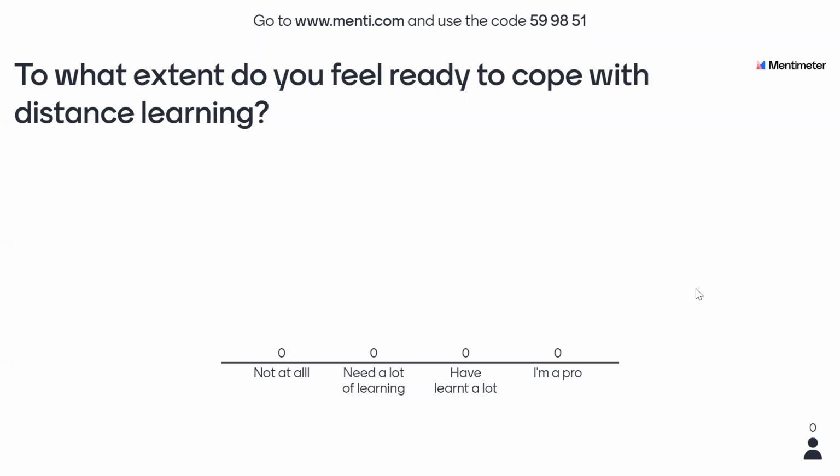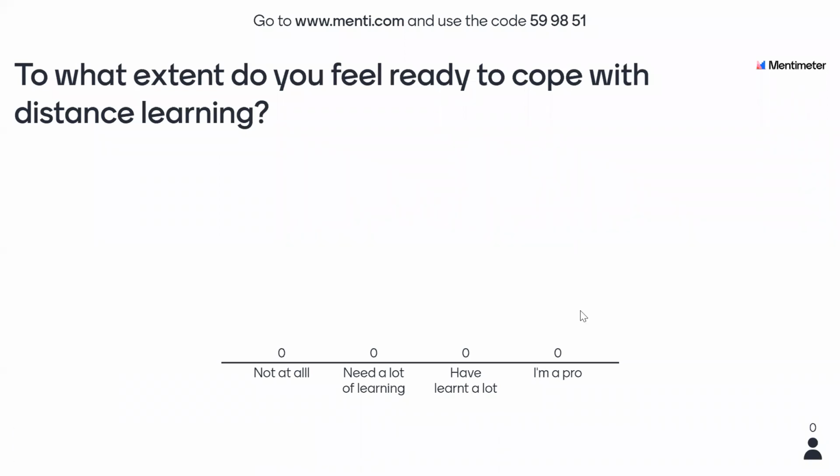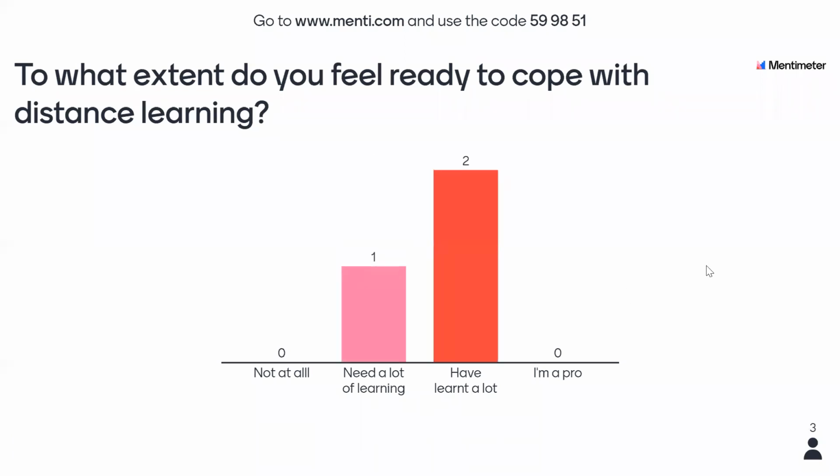So go to your browser, to the Chrome browser, and type in menti.com and use this code 599851. If you have any question or any problem, please let me know. Oh, okay, great. We have answers already.